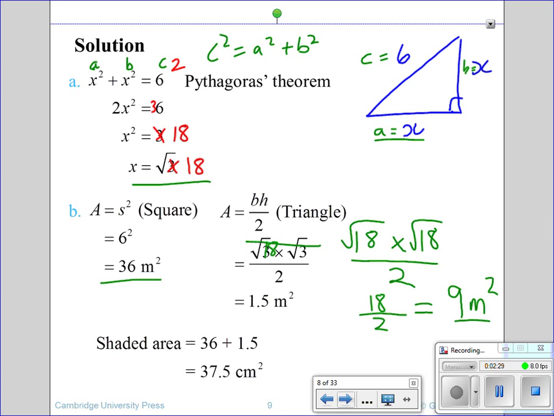Once we've got that answer, we're going to add the two together. So we've got 36, I'm going to call it area total, equals 36 plus 9, which equals 45 centimetres squared.